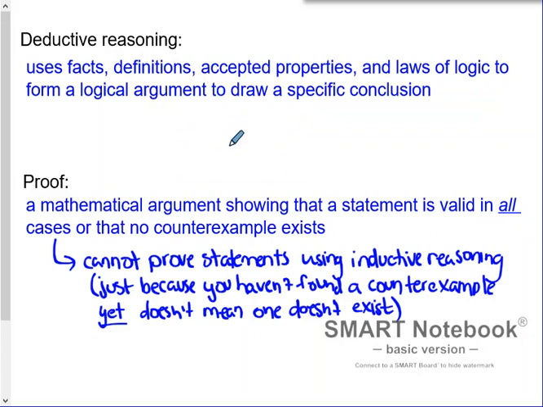So we can't prove statements using inductive reasoning. Just because we haven't found a counterexample yet doesn't mean that one doesn't exist. So maybe you were checking hundreds of numbers. Maybe the next one would have been your counterexample and you just didn't happen to check it. So with inductive reasoning, there could always be a counterexample. So if we're trying to prove a statement, we need to use deductive reasoning.